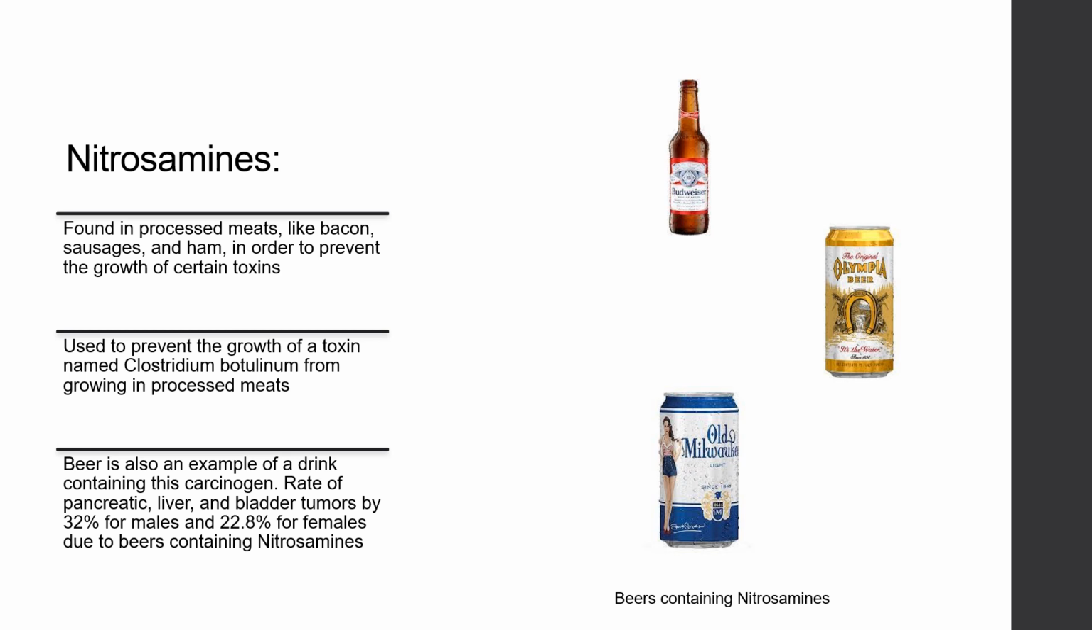In an article by Adam J. Gushgari and Rolf U. Holden, it was shown that nitrosamines in food are commonly found in oils, sweets, fat, fish, meat, and vegetables, and can also be found in beers due to the malt being burned by the direct heat. In the literature, it states that ingesting these beers can increase the rate of pancreatic, liver, and bladder tumors by 32% for males and 22.8% for females.